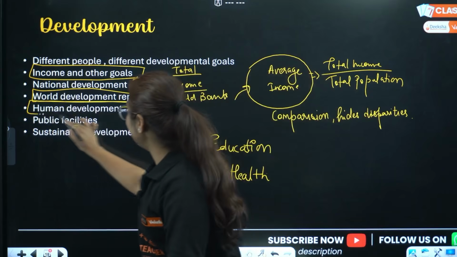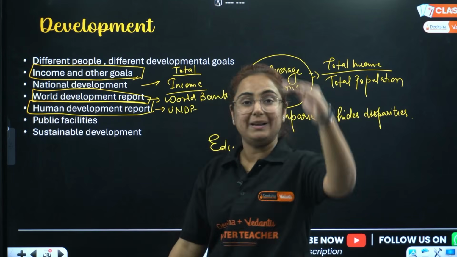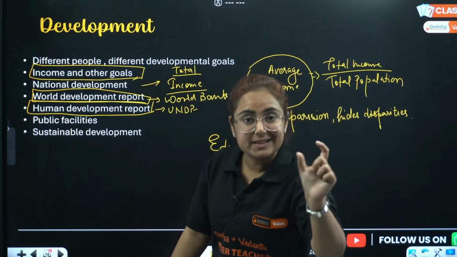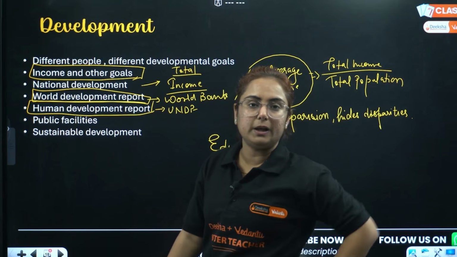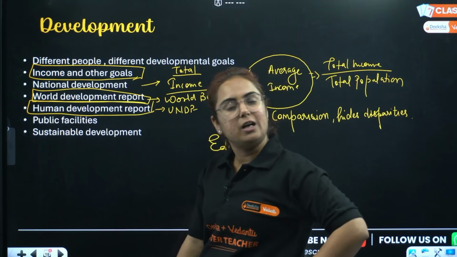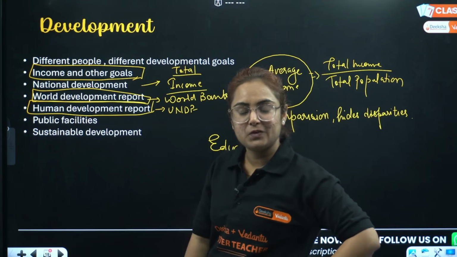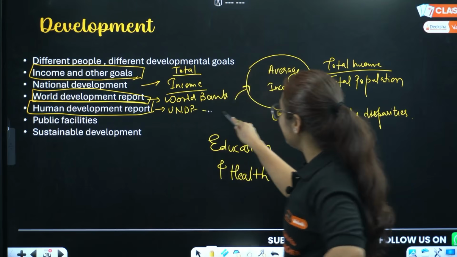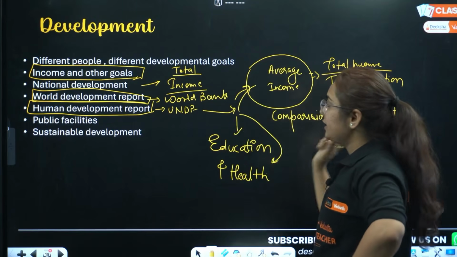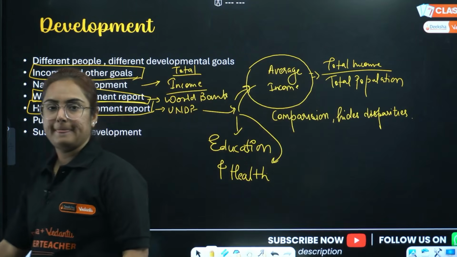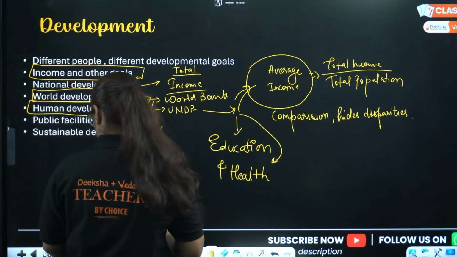Then comes Human Development Report published by UNDP, United Nations Development Program. An index is created, listing of the countries, giving them a rank number 1, rank number 2, rank number 3. Acha, what is the rank of India according to UNDP? Tell me right now. Do you remember? However, the criteria used by UNDP is not only average income but also education and health. Got it? Very good. Two important topics that you will do from this chapter.